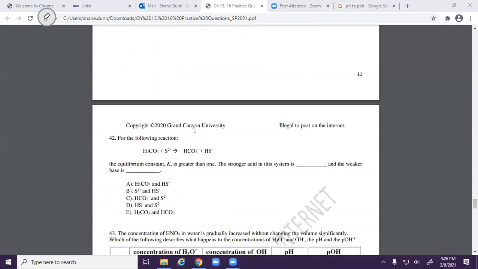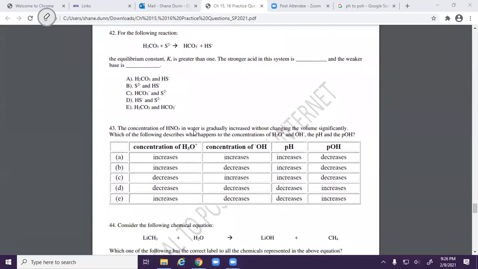Hey, we only got 10 more problems to go. Well, now we have 8 more problems to go. Woohoo! We're almost done. We'll be done by 10 o'clock, hopefully.